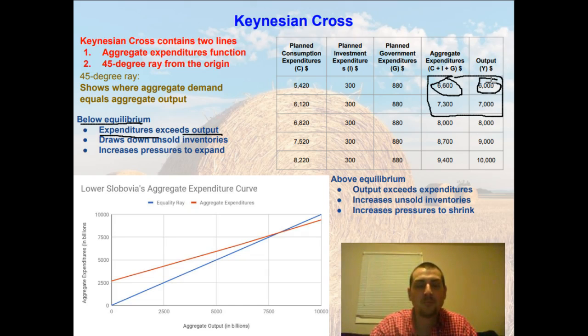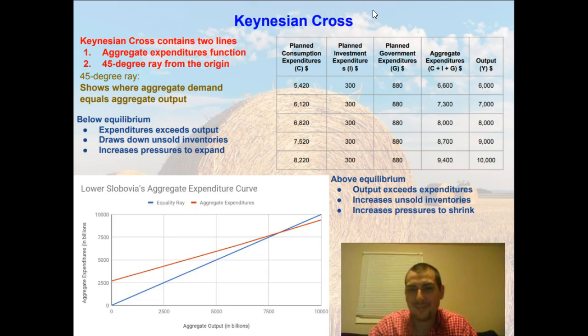Well, guess what it does? People are spending more than what they're producing. As a nation, we are then spending more than what we're producing. So what does that do? If we are spending more than we're producing, it's drawing down on inventories. It's drawing down on leftover inventories, leftover products that might have been stored from earlier.